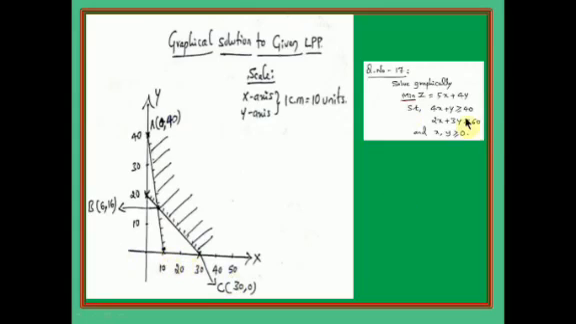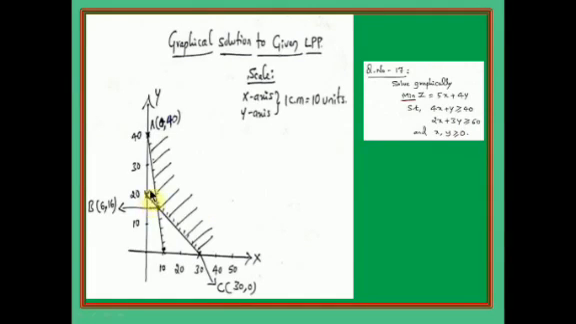Fine. Then the second constraint, 2x plus 3y greater than or equal to 60, has to be considered as equal to 60. So if x equal to 0, what will be the y value? This goes as 0 when x equal to 0. Then y is equal to 60 divided by 3. What is that? 20. So y is equal to 20. Where is y equal to 20?